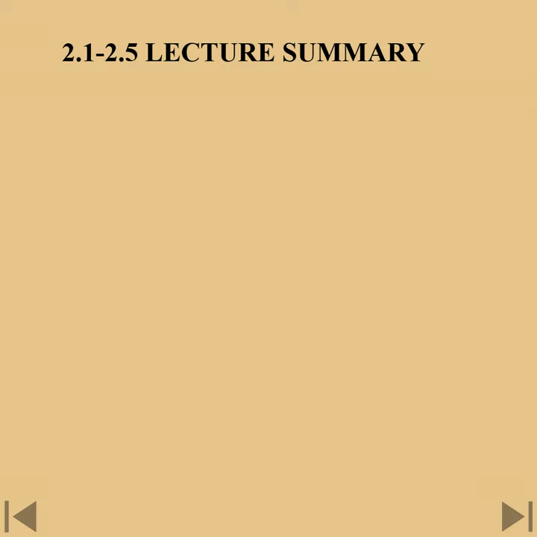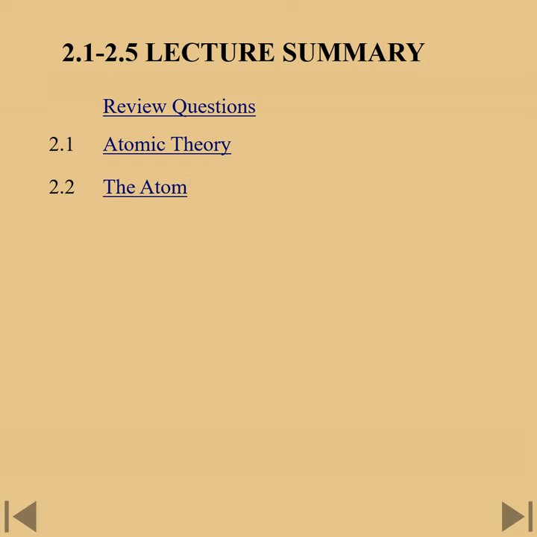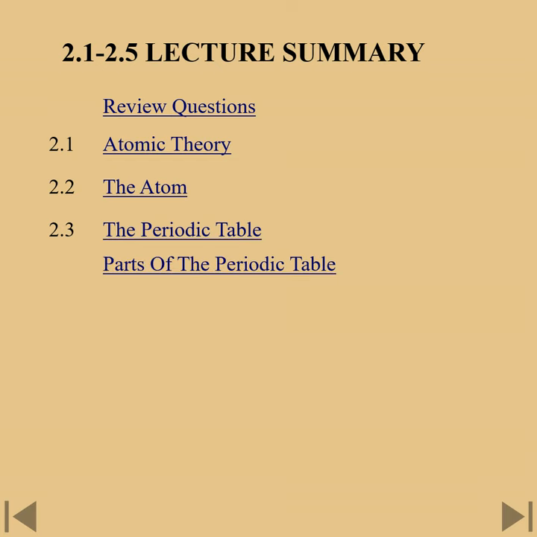Okay, that concludes our lecture where we learned about atomic theory, the theory of the particle nature of matter. We learned about the atom, that tiny fundamental particle of matter. We learned about the periodic table, the different parts of the periodic table, meaning the metals and nonmetals, the metalloids, the groups/families, the rows known as periods.